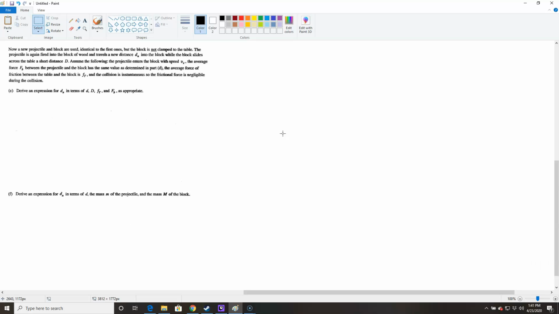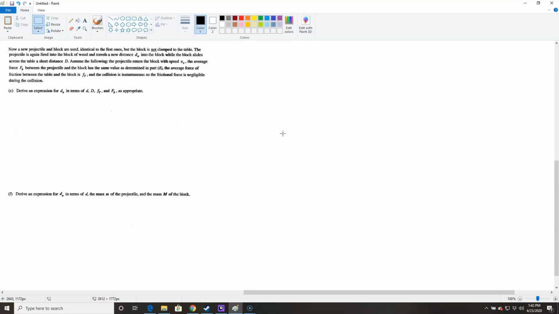Now a new projectile and block are used. They are identical to the first ones, but the block is not clamped to the table. Projectile is fired into the block of wood, and it travels a distance dn into the block while the block slides across the table a short distance, capital D. We are to assume the following.